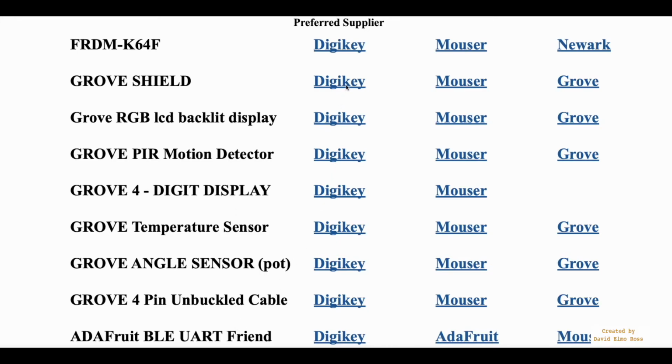And the best supplier out of here, and that's why it's called preferred supplier, is DigiKey, because DigiKey gives you absolutely no hassle. They ship it and it's there within 24 to 48 hours from the time you order it, and you pay one shipping fee and you're good to go.